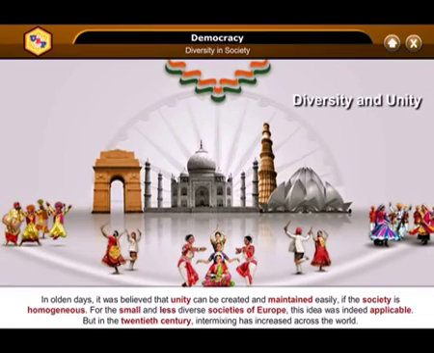Diversity and unity. In olden days, it was believed that unity can be created and maintained easily if the society is homogeneous. For the small and less diverse societies of Europe, this idea was indeed applicable. But in the 20th century, intermixing has increased across the world.